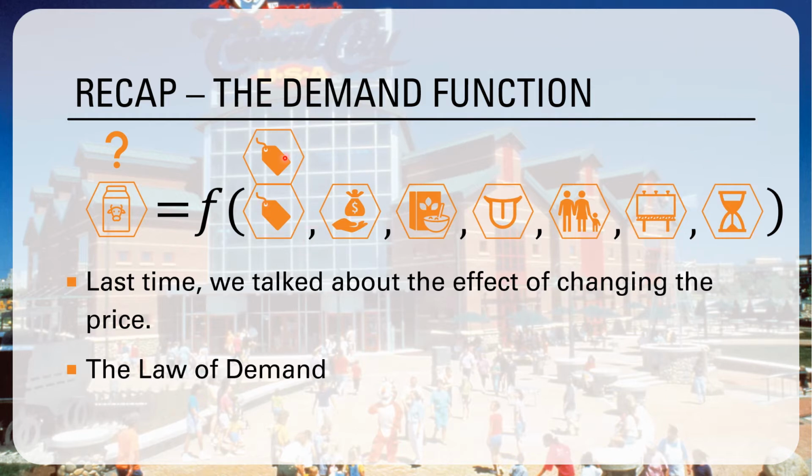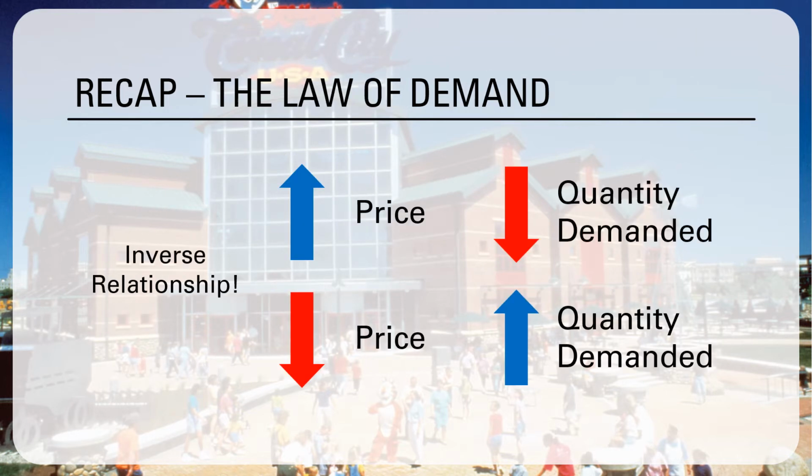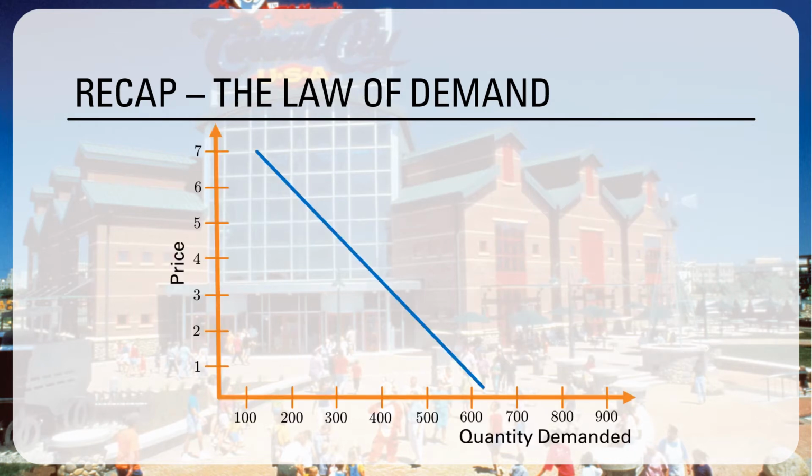Last time we talked about the effect of changing the price of the good, and we came up with the law of demand. The law of demand basically says that the higher the price goes up, the quantity demanded goes down. There's an inverse relationship. If we increase price, quantity demanded goes down. Decrease price, we increase the quantity demanded. And we also did this graphically through what we call the demand curve.